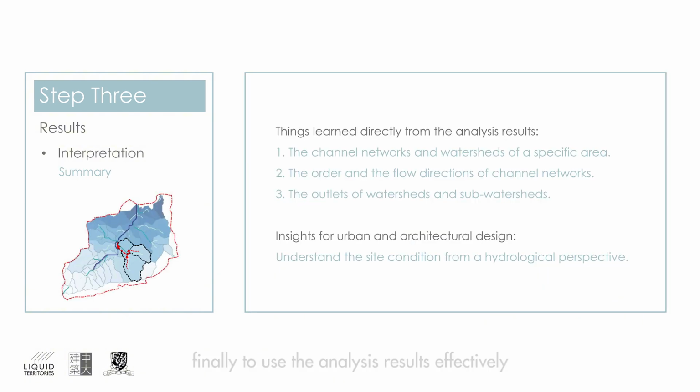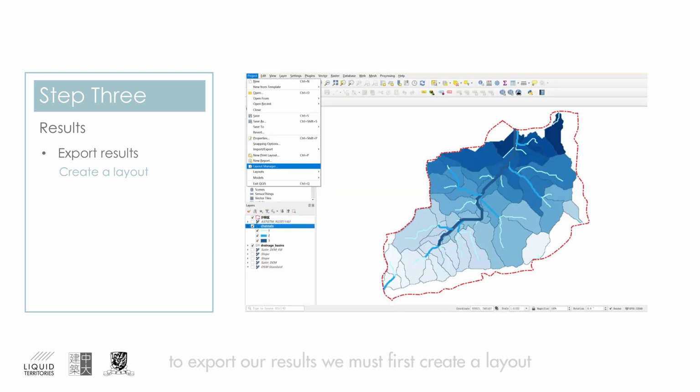Finally, to use the analysis results effectively, we can summarize the following content. Things that we can learn directly from the analysis results include: 1. The channel networks and watersheds of a specific area. 2. The order and the flow directions of channel networks. 3. The outlets of watersheds and subwatersheds. In a nutshell, understanding the site condition from a hydrological perspective is a key insight we can extract for urban and architectural design. To export our results, we must first create a layout.